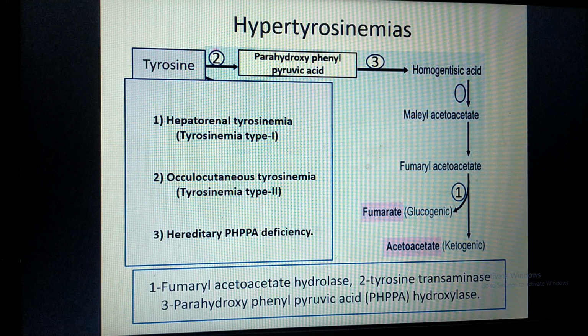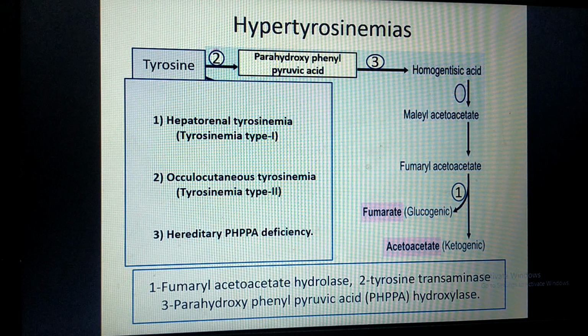Tyrosinemia type 1 or hepatorenal tyrosinemia is due to deficiency of the enzyme fumarylacetoacetate hydrolase, which is responsible for conversion of fumarylacetoacetate into fumarate and acetoacetate. Second is tyrosinemia type 2, also called oculocutaneous tyrosinemia, due to deficiency of the enzyme tyrosine transaminase, where I have indicated 2 there, due to which tyrosine does not undergo transamination to form para-hydroxyphenylpyruvic acid.